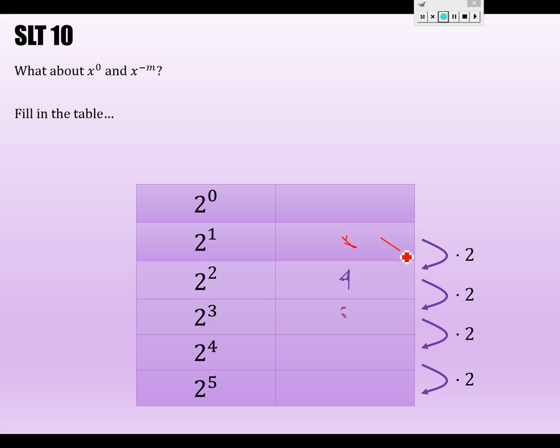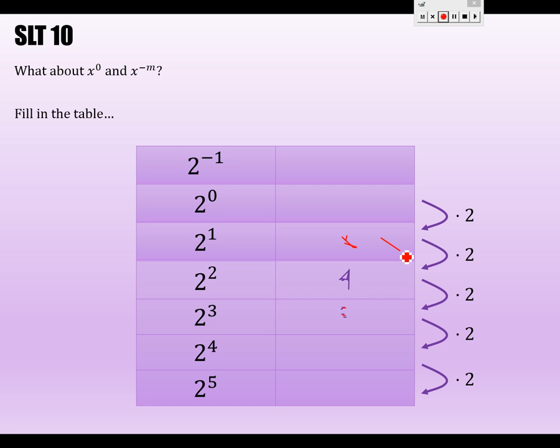This has got to be 1. 2 to the 0. In fact, by the way, of course, it's not just 2 to the 0. If anything, if we're making this table with like 5 to some power, it would also be 1, wouldn't it? All right, and then what about 2 to the negative 1st? What's that got to be?